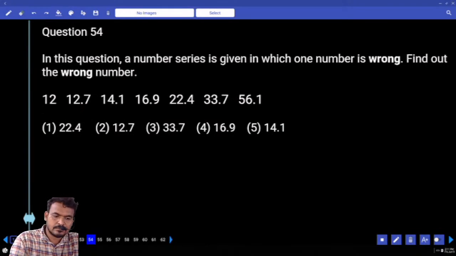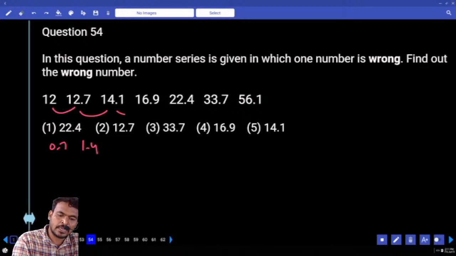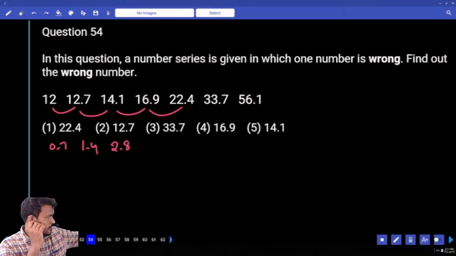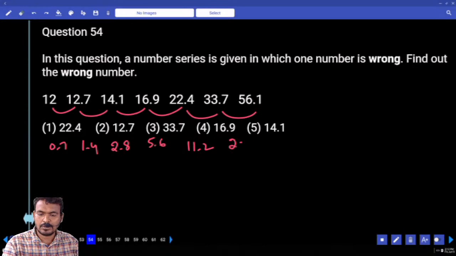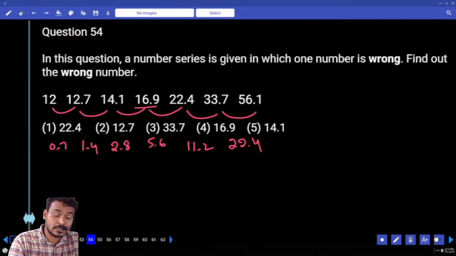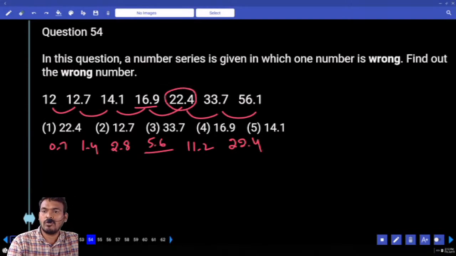What is the first one difference? 0.7. Second one 1.4. Next one 2.8. Next one 5.6, obviously. Next one 11.2. Next one 22.4. Okay, up to 69.9 all are correct. 16.9 plus 5.6, how much? 22.5. But here the value is 22.4. And the wrong number is 22.4.